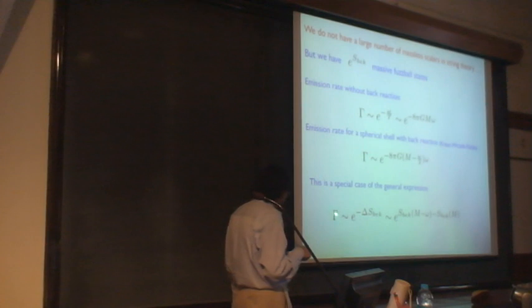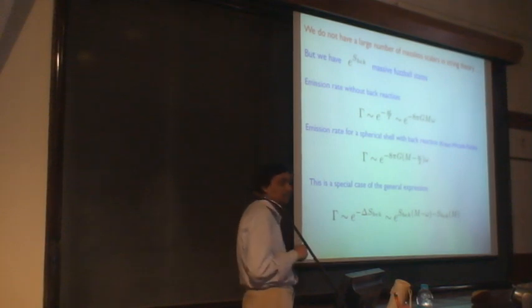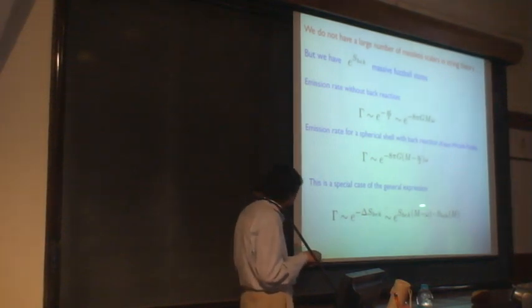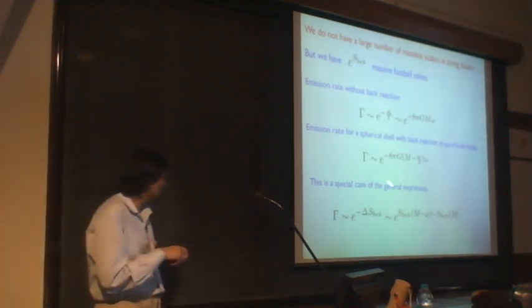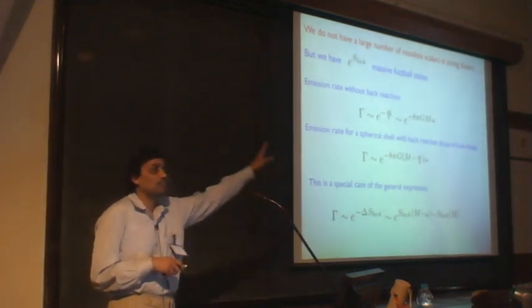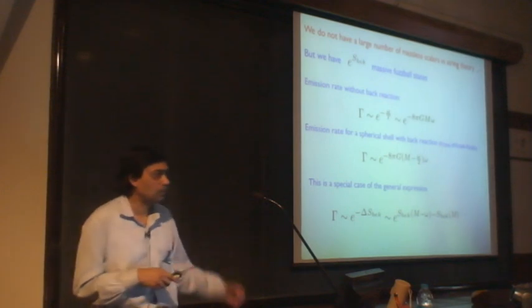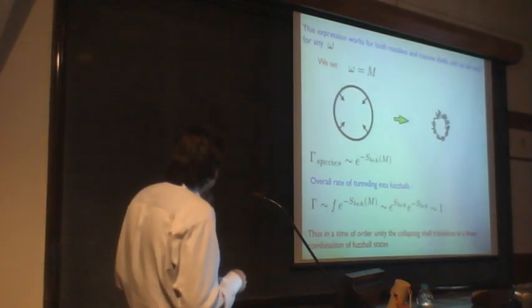This formula is a special case of a general expression: the rate of radiation is the exponential of the change in the Bekenstein entropy. So you take the Bekenstein entropy of the black hole after it emits energy omega, and the Bekenstein entropy before it emits that quantum. That difference is the actual rate of radiation, now taking into account back reaction. This calculation was lying around for about 10 years or so.